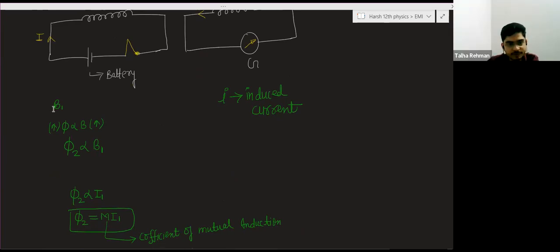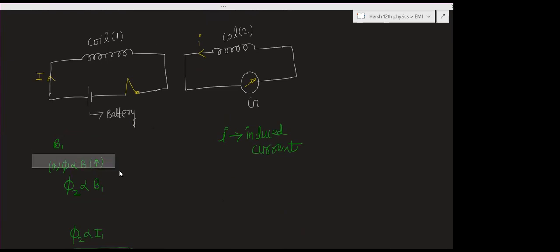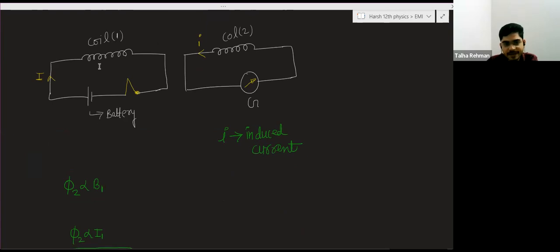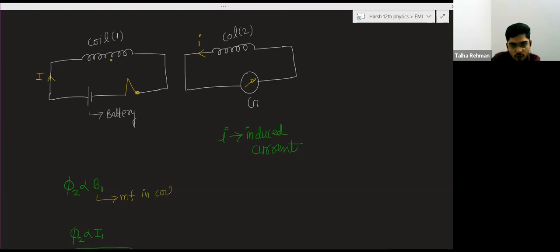Okay, B1 is the magnetic field produced in this coil number one. So when this magnetic field is increased, flux will increase here. Basically you can write this: B1 is the magnetic field in coil 1.